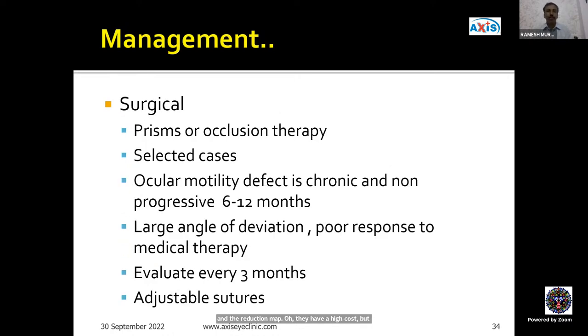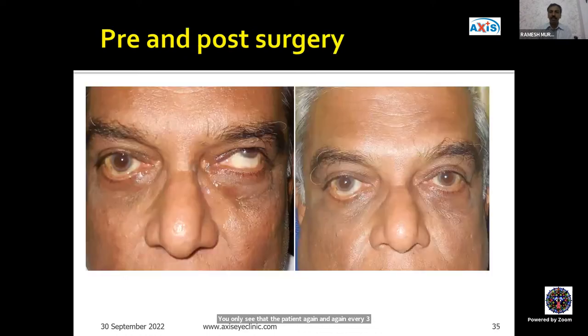Now, other management would be use of prisms or occlusion therapy if there is a very disconcerting diplopia. Surgery is done in very selected cases with great caution. If the ocular motility defect is chronic and non-progressive for 6 to 12 months, there is a large angle of deviation, and poor response to medical therapy, then we might think of squint surgery. We always evaluate the patient again and again every 3 months before we take such a decision. And we always use adjustable sutures in surgery to get a better result.